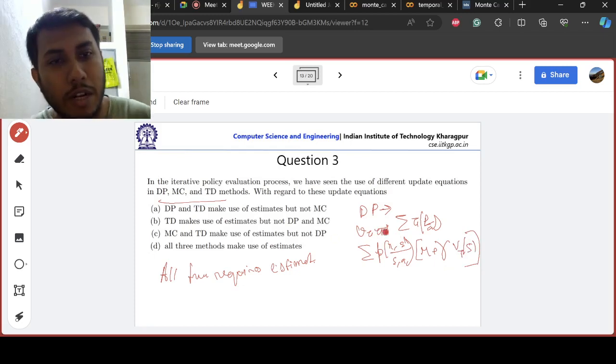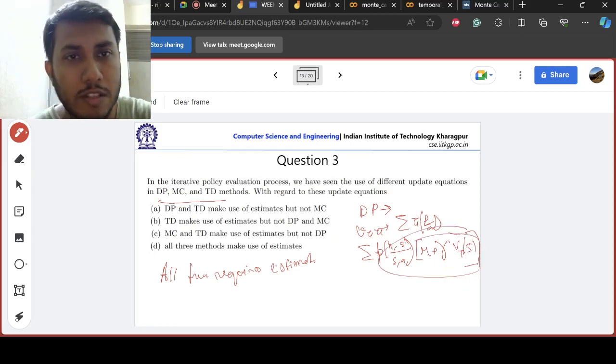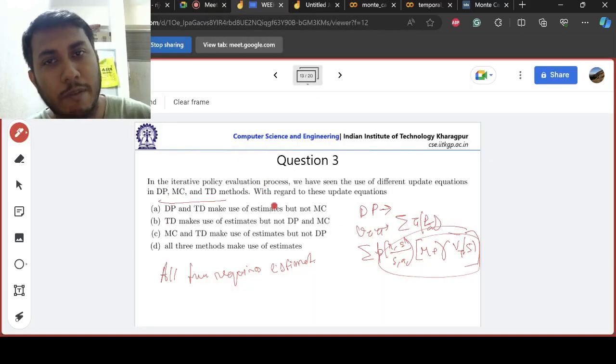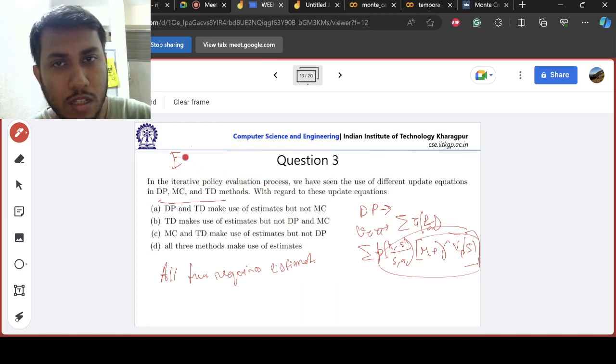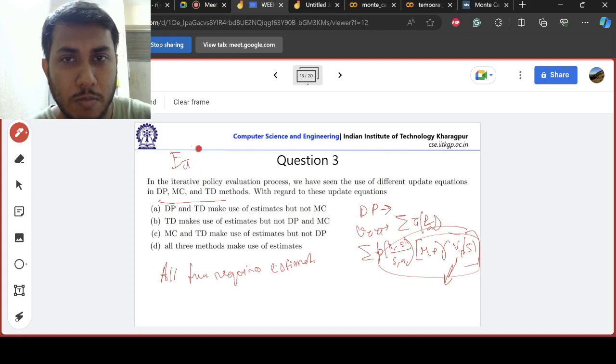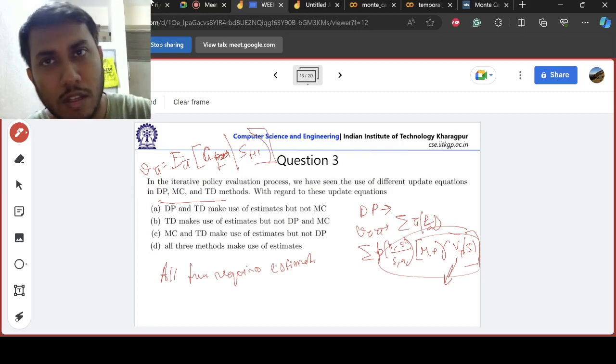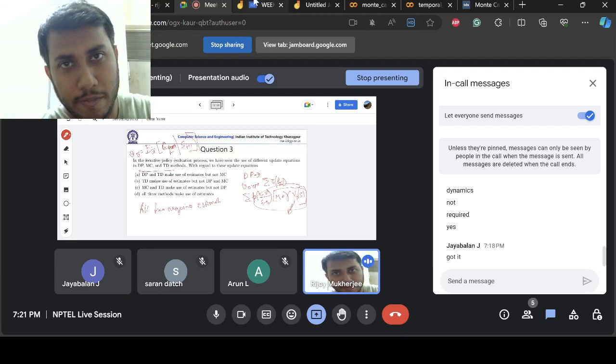Now what is this part? This part is an estimate. This calculation comes from your estimate. This thing is an estimate. What is V pi? This is what V pi is. So you need an estimate in DP.